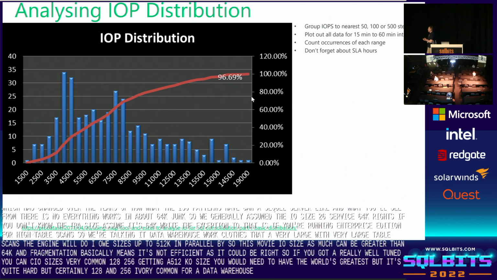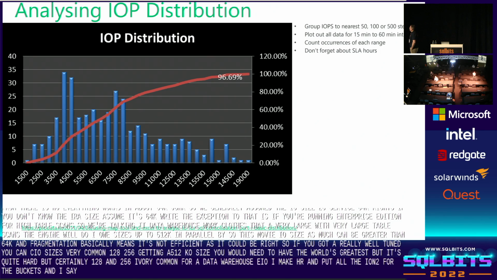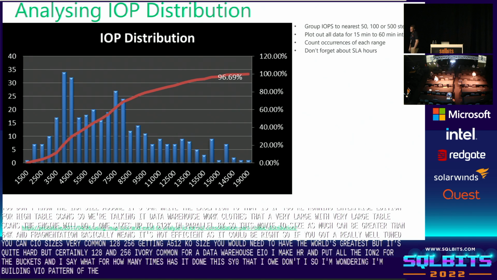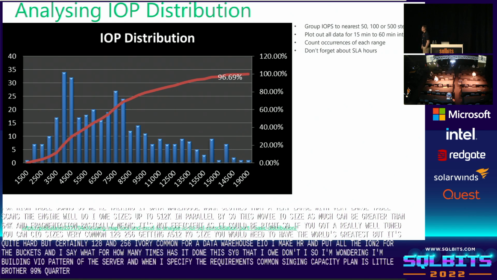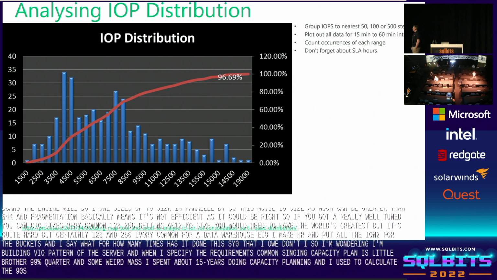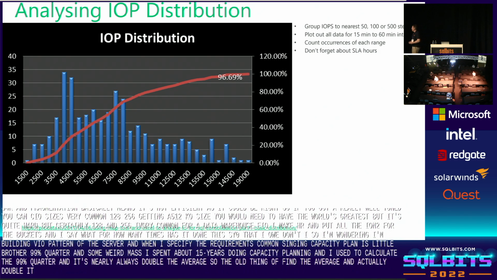So what I like to do is when I capture the I/O, I'll make a chart and put all the I/O into sort of buckets, and I'll say, well, how many times has it done this I/O, that I/O, that I/O? And what I'm doing is building the I/O pattern of the SQL Server, and when I specify the requirements, a common thing in capacity planning is we talk about the 99% quartile. And for some weird math reason, I've spent about 15 years doing capacity planning, and I use stats to calculate the 99% quartile, and it's nearly always double the average. So the old thing of find the average and double it isn't actually a bad approach.